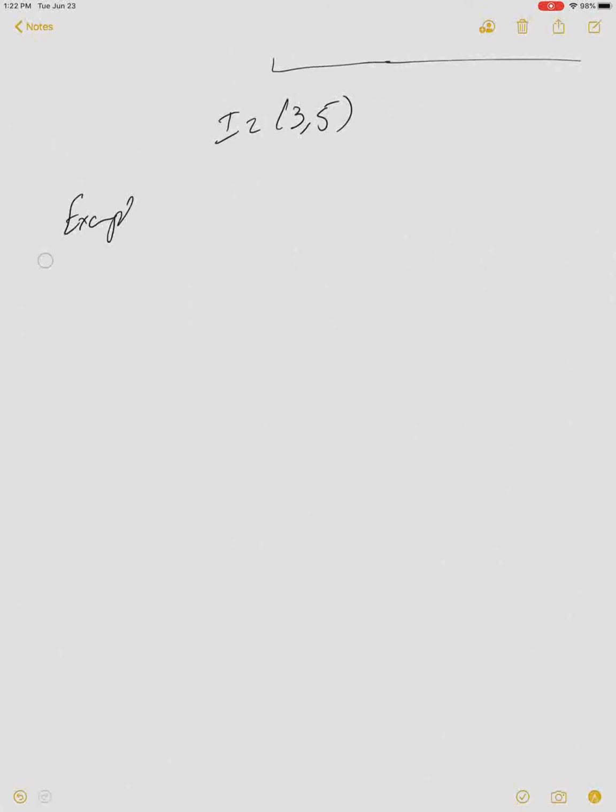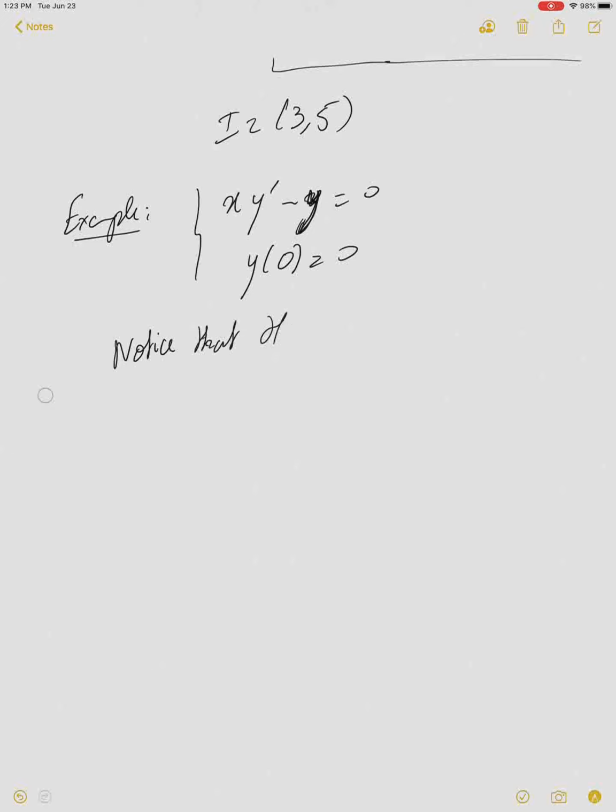Now let's say another example. Let's take the ODE x y' - y = 0, y(0) = 0. Okay. So notice that here I have a bad point. Okay. So notice that the ODE is linear.